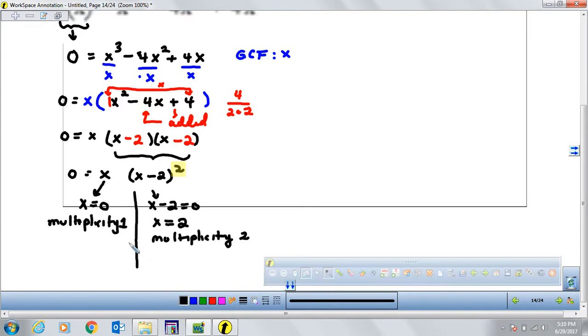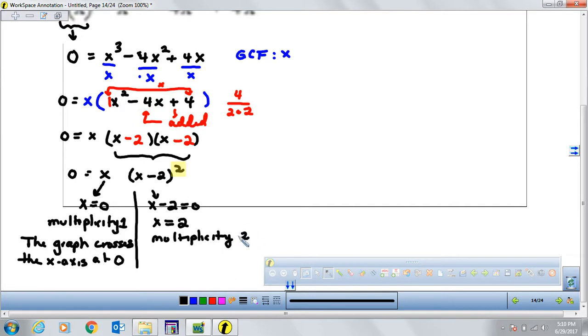When a factor has a multiplicity of 1, then we're going to say that the graph crosses the x-axis at 0. Crosses, and I'll show you what crosses means. Now, since this one has a multiplicity of 2, that one is an even multiplicity. This one was an odd multiplicity. That's why it crosses the x-axis.